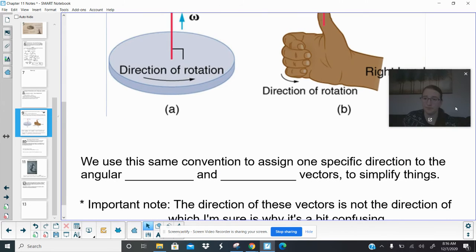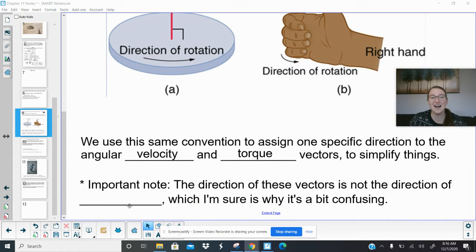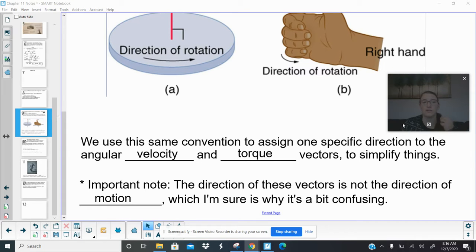Now, I know this is kind of confusing. Just to clarify once again, we use this same convention for velocity and torque, because they're constantly changing. We do this to make it simple. The direction of these vectors is not the direction of the rotational motion, which is why it's a bit confusing. But it makes things simpler for doing the math later, because again, the velocity is constantly changing. So the torque and the momentum would constantly change as well, and that's confusing. So we assign this to be the direction.